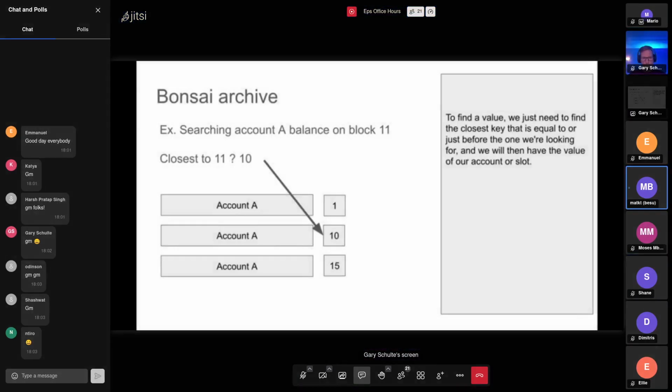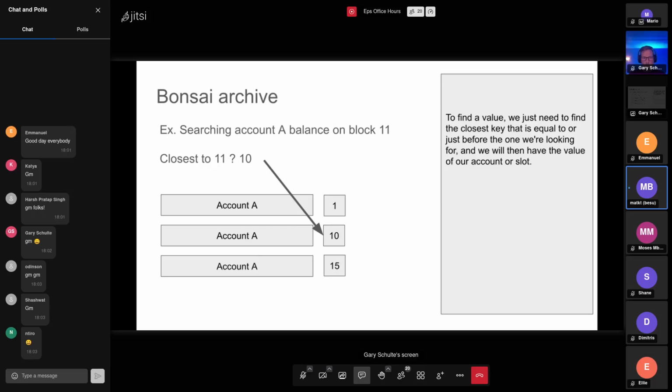As the key does not exist in the RocksDB database, what we will have is the key with the suffix 10. But as we did not modify the account in block 11, having the version of the account A in block 10 is valid. So the result will be okay, and we'll be able to retrieve the version we want. But having only account balance or account nonce or slot value is not enough.